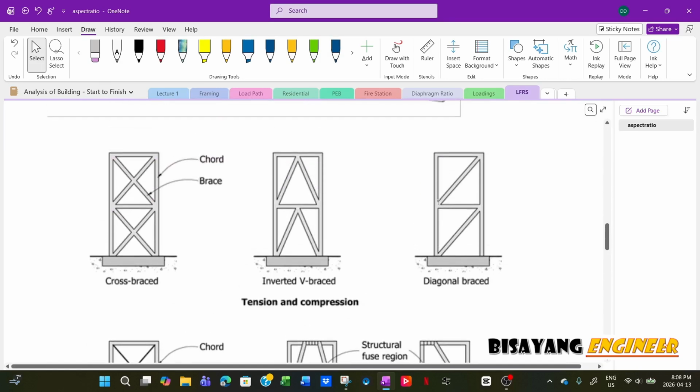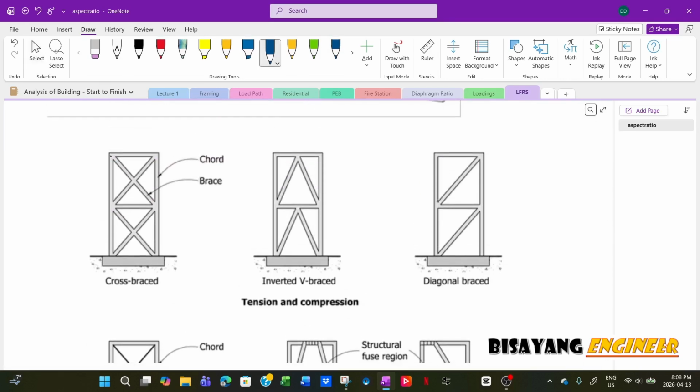Now, there are different types of bracing. So first is this one, cross bracing. And this type of cross bracing resists both compression and tension. So you will see this one like a WT section or HSS, or could be a pipe section. And then this one will resist both compression and tension.